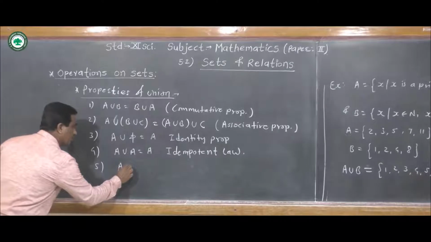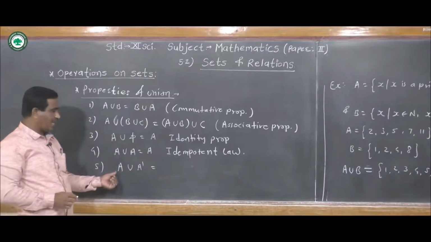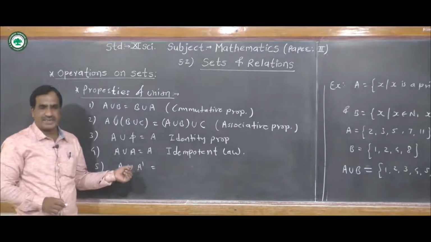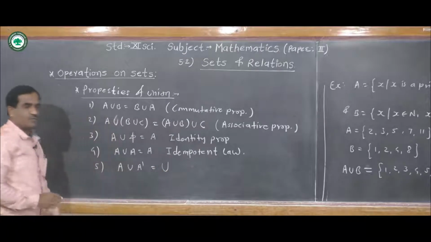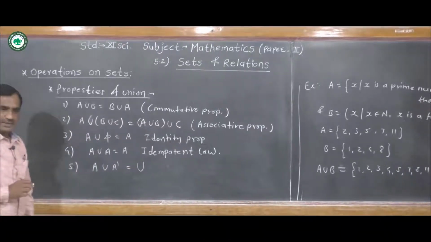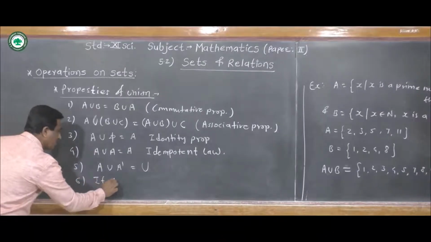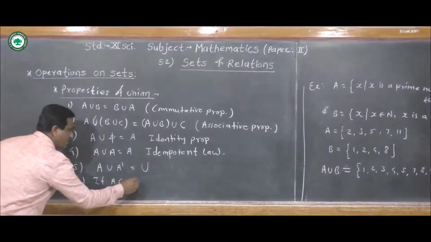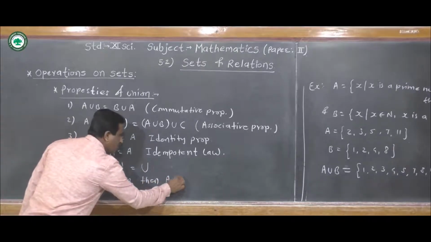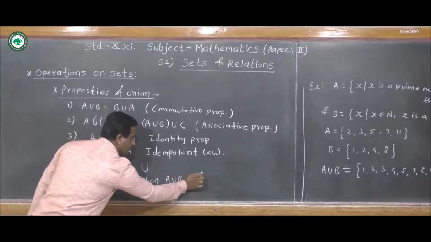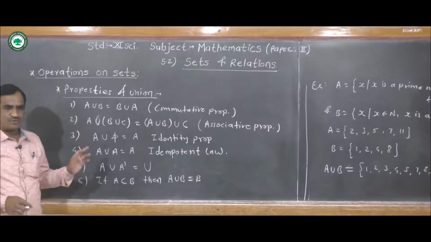Now next is A union A dash. That is, given set A and complement of A, which is A dash, A union A dash is equal to universal set U. Next property is if A is a subset of B, then A union B is equal to B.